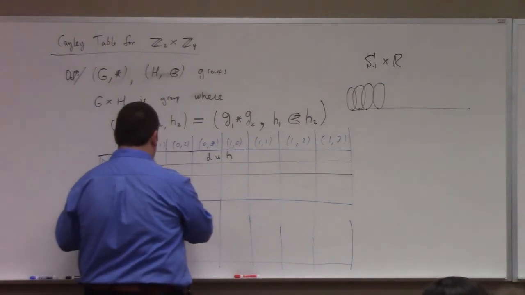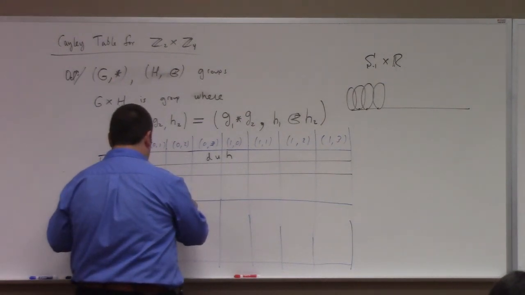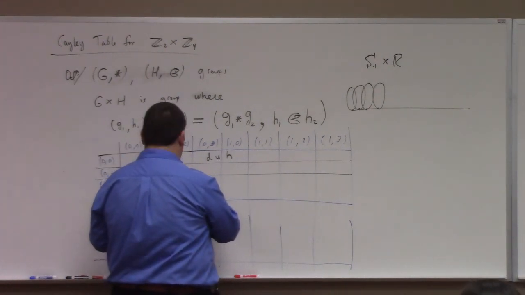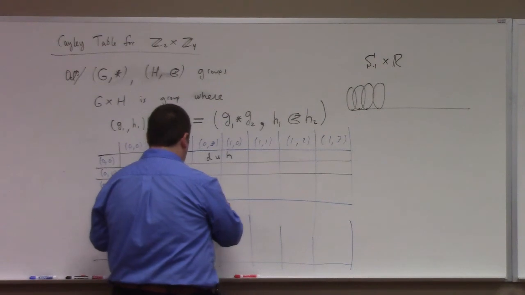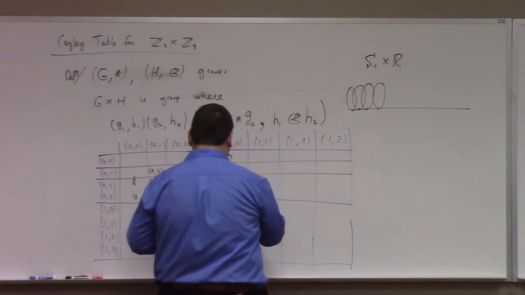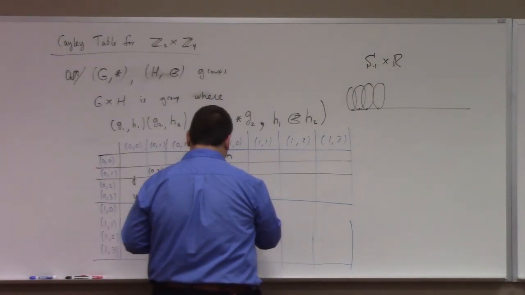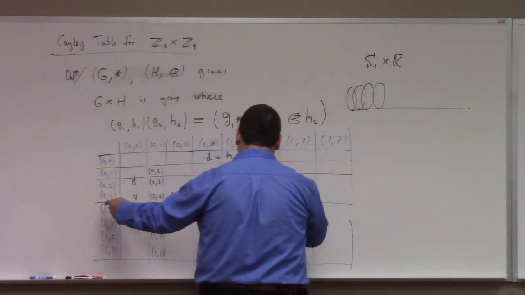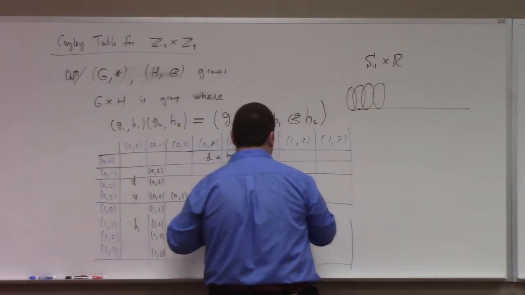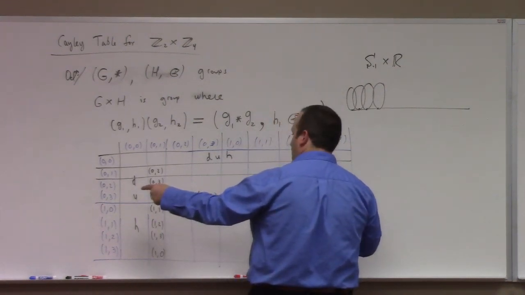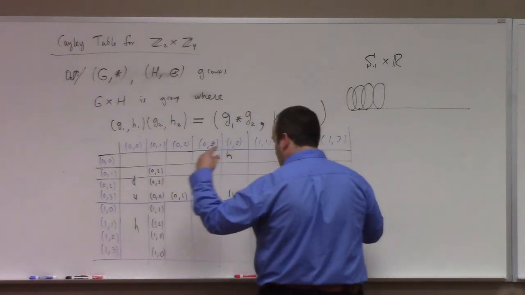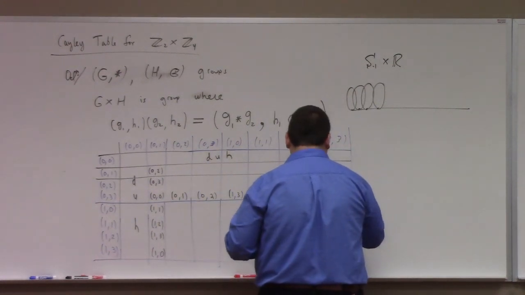So 0, 3 plus, so that gives me 0, 2 plus 3 is 1 mod 4. 0, 3 plus 0, 3 is 0, 6, which is 0, 2. That's 1, 3. Oh, wait a minute. Yeah, 1, 3. 1, 0, because 1 plus 3 is 4, which is 0 here. That gives me 1, 5, which is otherwise known as 1, 1. 0, 6, which is 0, 2.